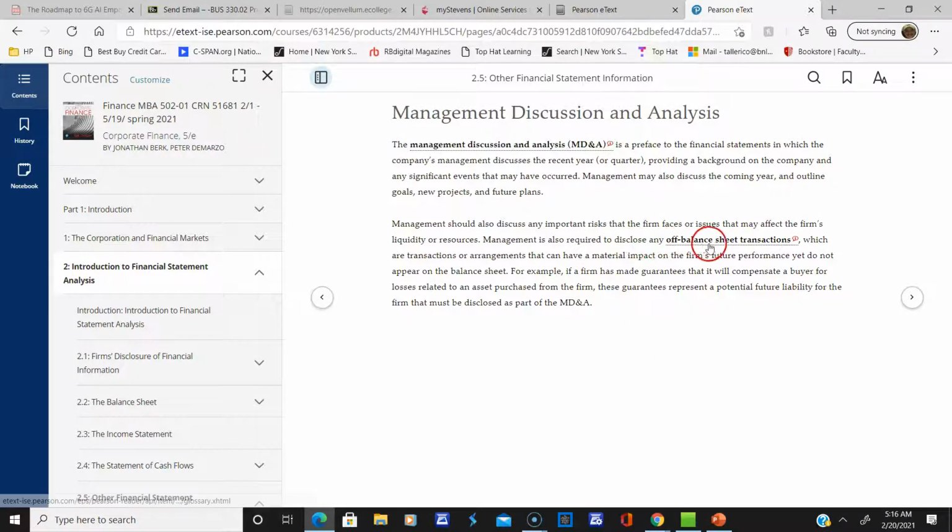So, and again, there's a term called off-balance sheet transactions, which are transactions or arrangements that can have a material impact on the firm's future performance, yet do not appear on the balance sheet. So this is kind of an important statement, right? So this is an important statement.